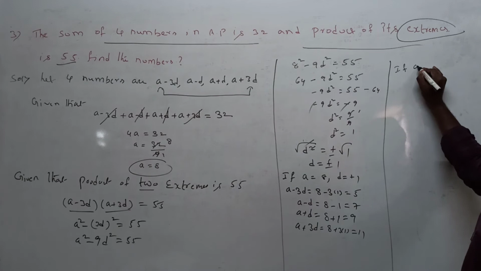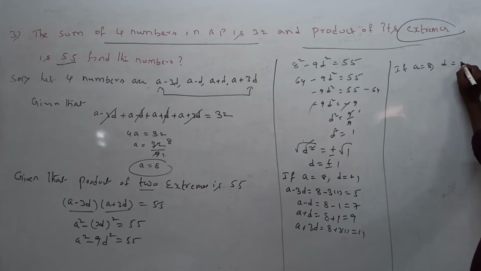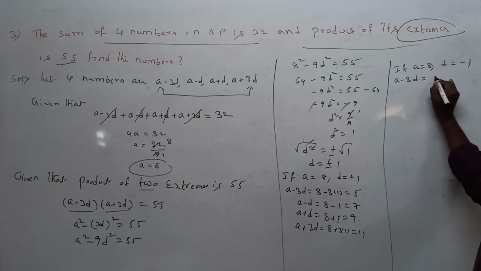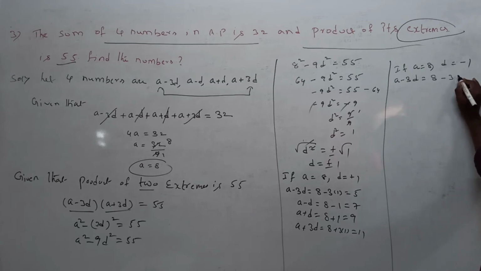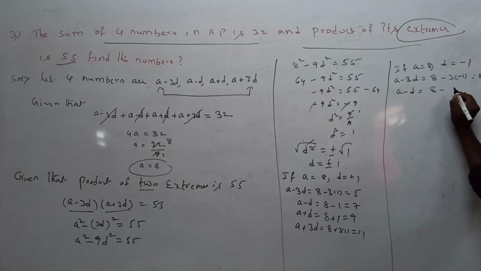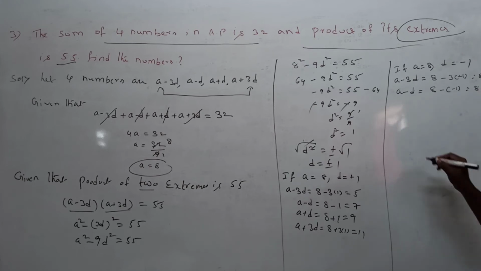If a is equal to 8, d value is minus 1. What is the first number you are assuming? A minus 3d. A value is 8, d value is minus 1, so 8 plus 3 is 5. Second number you are assuming is a minus d. A value is 8, d value is minus 1: 8 minus, minus plus 1, is 8 plus 1 is 9.